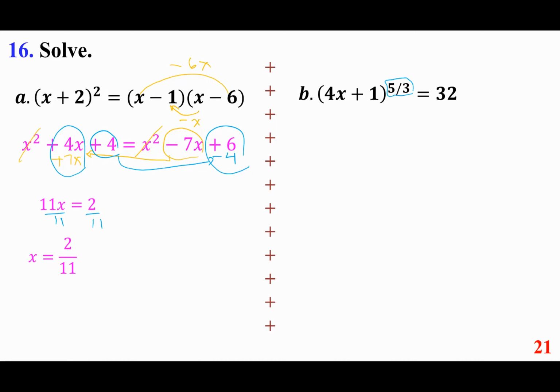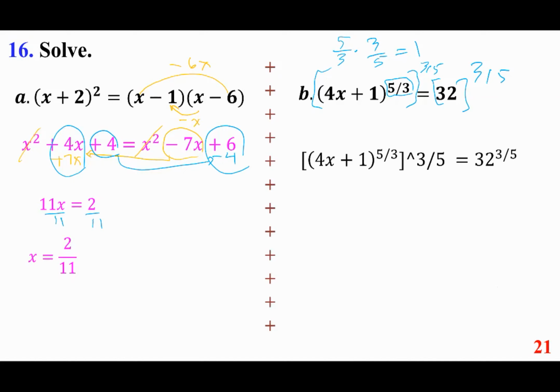So one way is to multiply that by its reciprocal, which is 3/5. If we multiply 5/3 by 3/5, we get 1. So we're going to raise both sides to the power of 3/5. So this one to the power of 3/5, and this one. And so what happens is that the left side, when we raise it to the power of 5/3 and then 3/5, they undo each other.